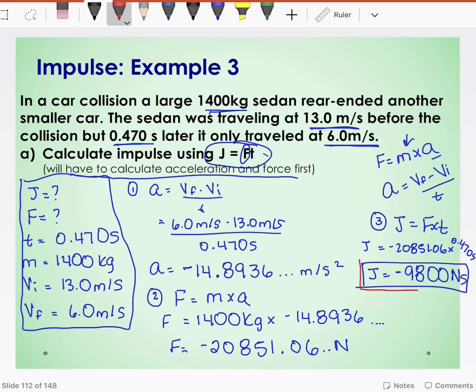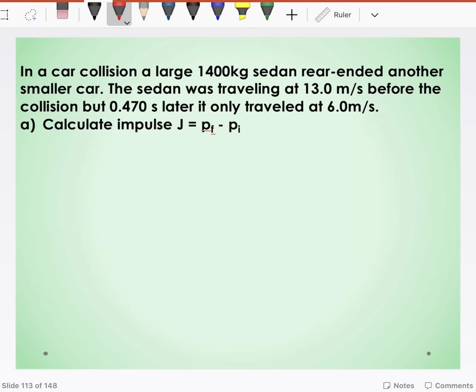Okay, so let's keep this in mind. With all of that work, we were able to arrive here. It took us a lot to get there, but we were able to do it using the formula impulse equals force times time. Now let's try that same problem, but with a different approach.